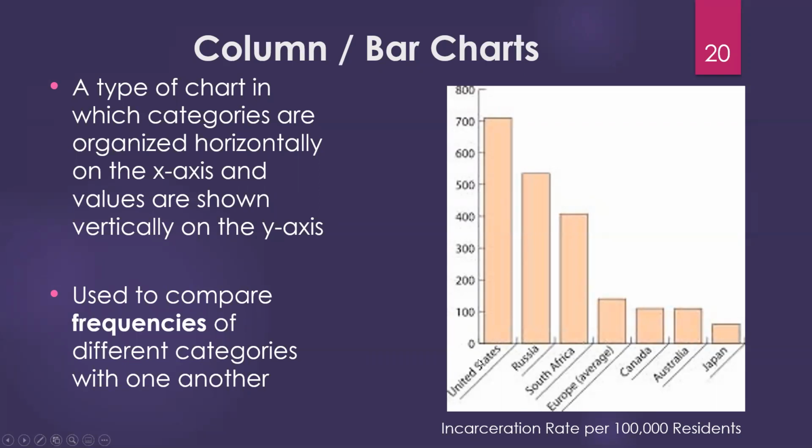You should never be using a column or bar chart if the names of your categories are something numeric, because then that would really be a histogram. So the difference between a histogram and a column or bar chart is a histogram has numeric values along the bottom as your different categories, whereas for a column or bar chart, you're using named categories, right? So I hope this illustrates that. So anytime we're comparing frequencies of different categories, then we use a column or a bar chart.